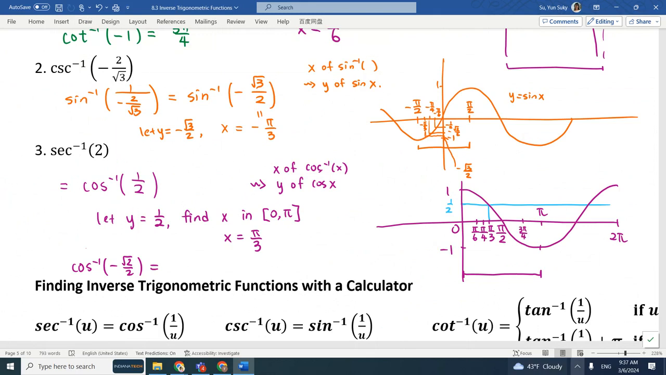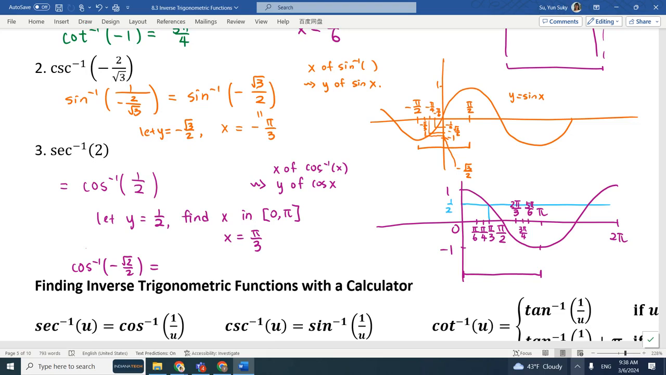Okay, again, why? Between pi over 2 and pi, right? Pi over 2 is like 2 pi over 4. Pi is 4 pi over 4. The middle is 3 pi over 4. And you also can divide it into 3 pieces. The left piece is 2 pi over 3. And the right piece is 5 pi over 6.